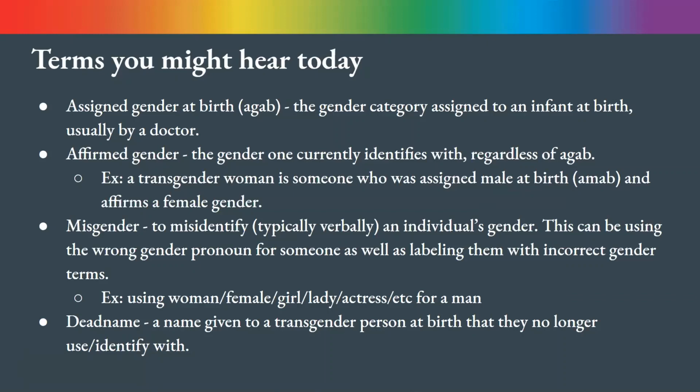Next we have affirmed gender, and this is the gender that one currently identifies with regardless of their assigned gender at birth. An example would be a transgender woman, someone who's assigned male at birth but affirms a female gender. Next, we have misgender, which is to misidentify a person's gender. This can be using the wrong gender pronouns for someone, as well as labeling with incorrect gender terms, i.e. using female, all these woman-associated words for a man. And next we have deadname, a name given to a transgender person at birth that they no longer use or identify with.